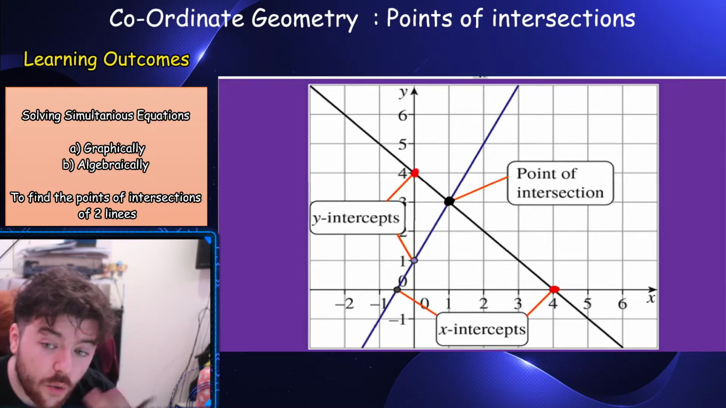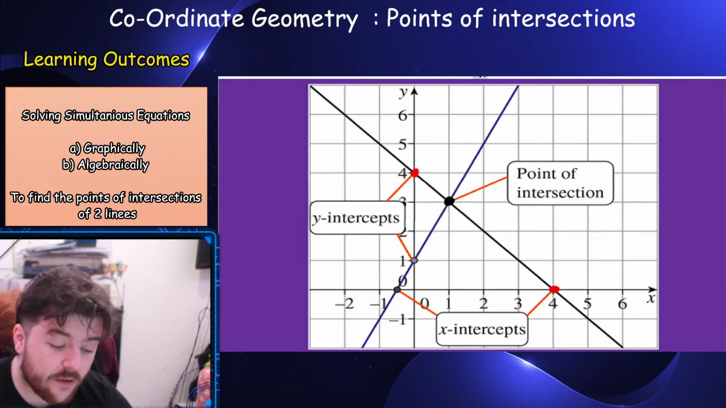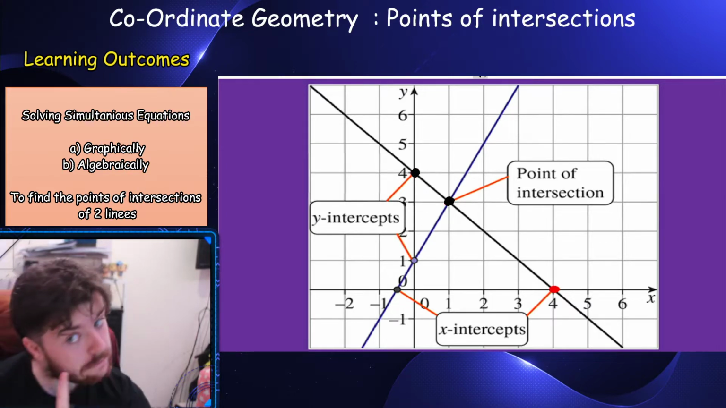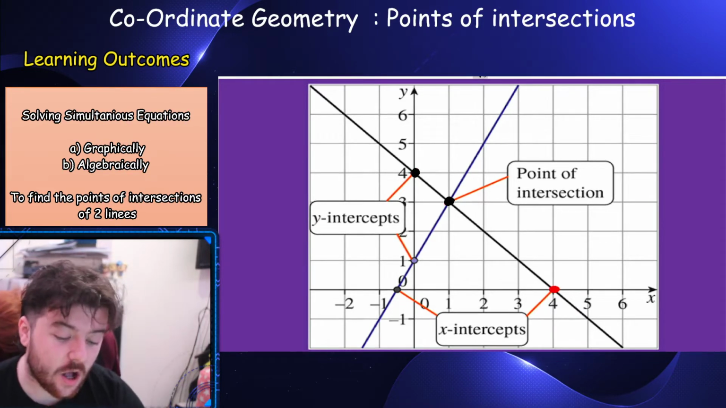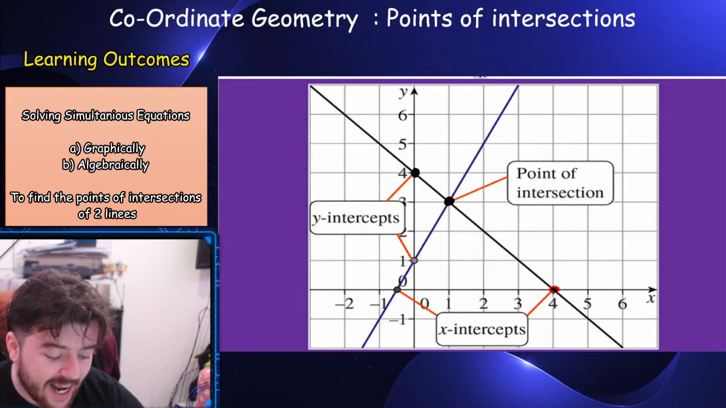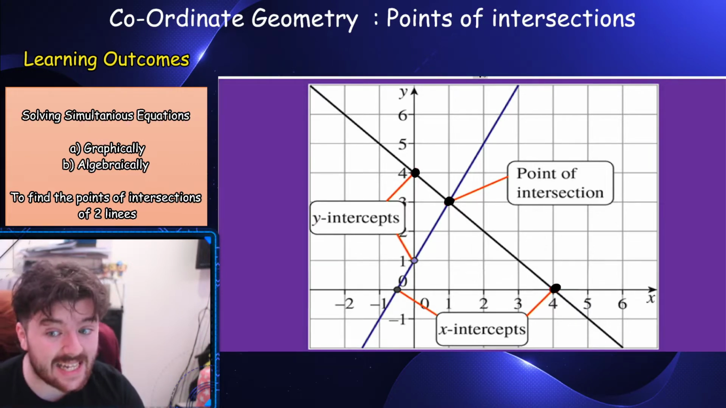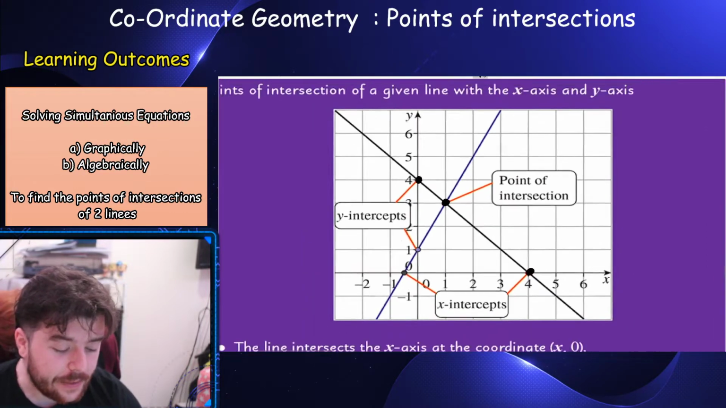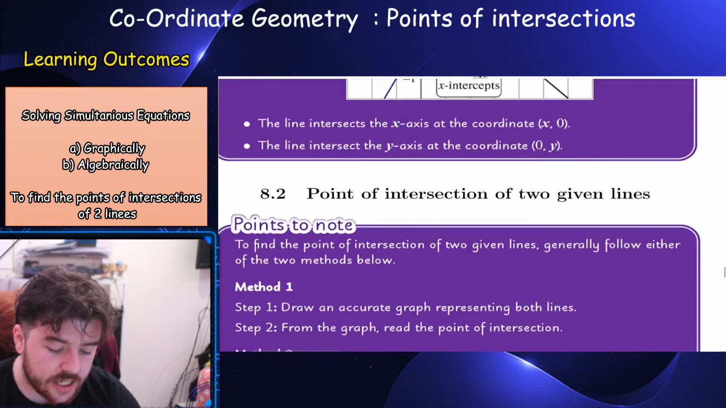And then there are two other points of intersection you need to be aware of. Where a line intersects with the y-axis is called the y-intercept, and where a line intersects with the x-axis is called an x-intercept. I talked about them briefly in my last video, but just thought you should know.